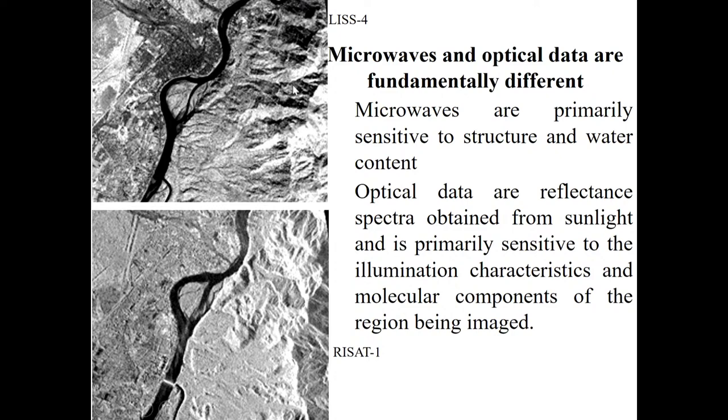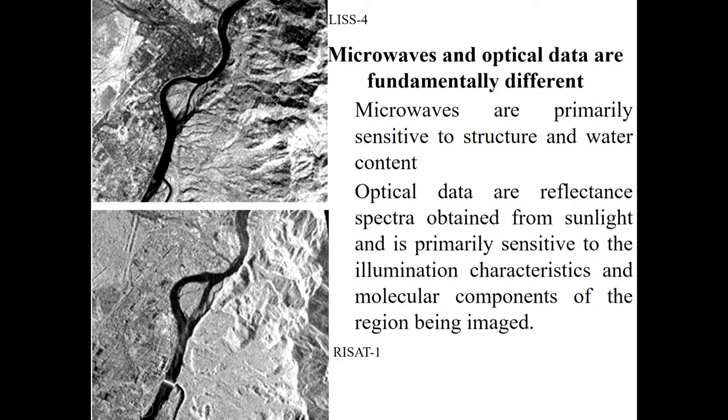And you can see that the top image is one band of LISS-4, and the bottom image is one polarization of the RISAT-1 data. Now here I would like to suggest you to focus on this barrage. This barrage is clearly visible in the SAR data set, but it is not visible here in the optical multispectral data set.